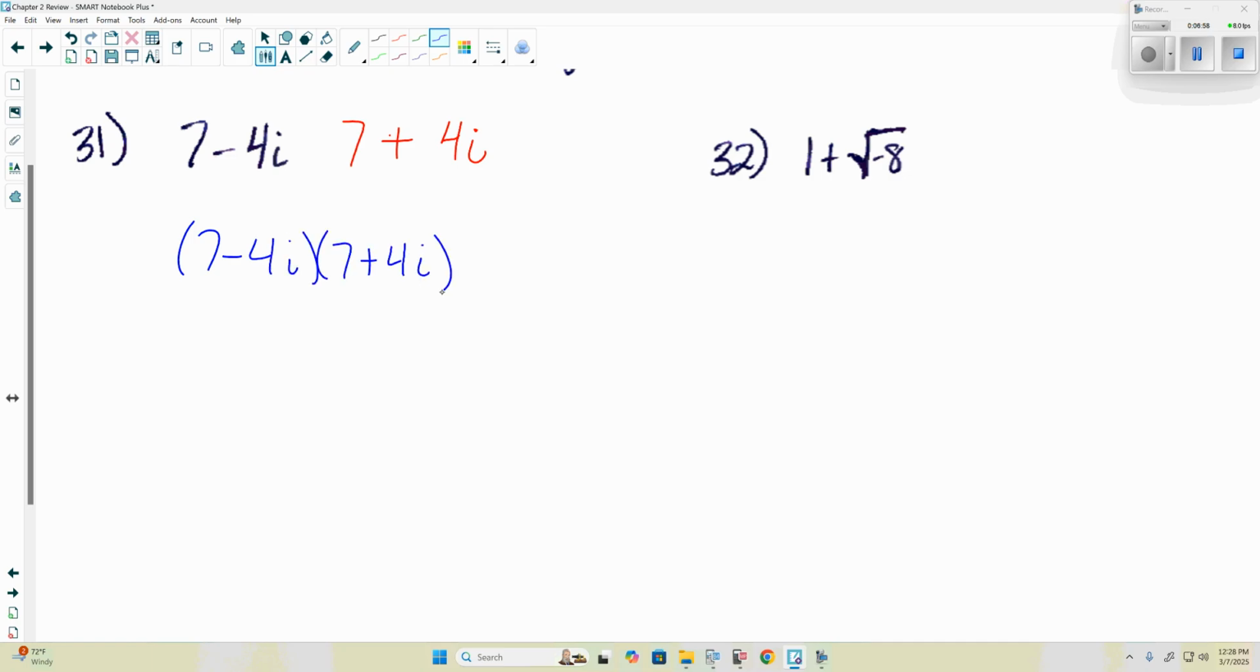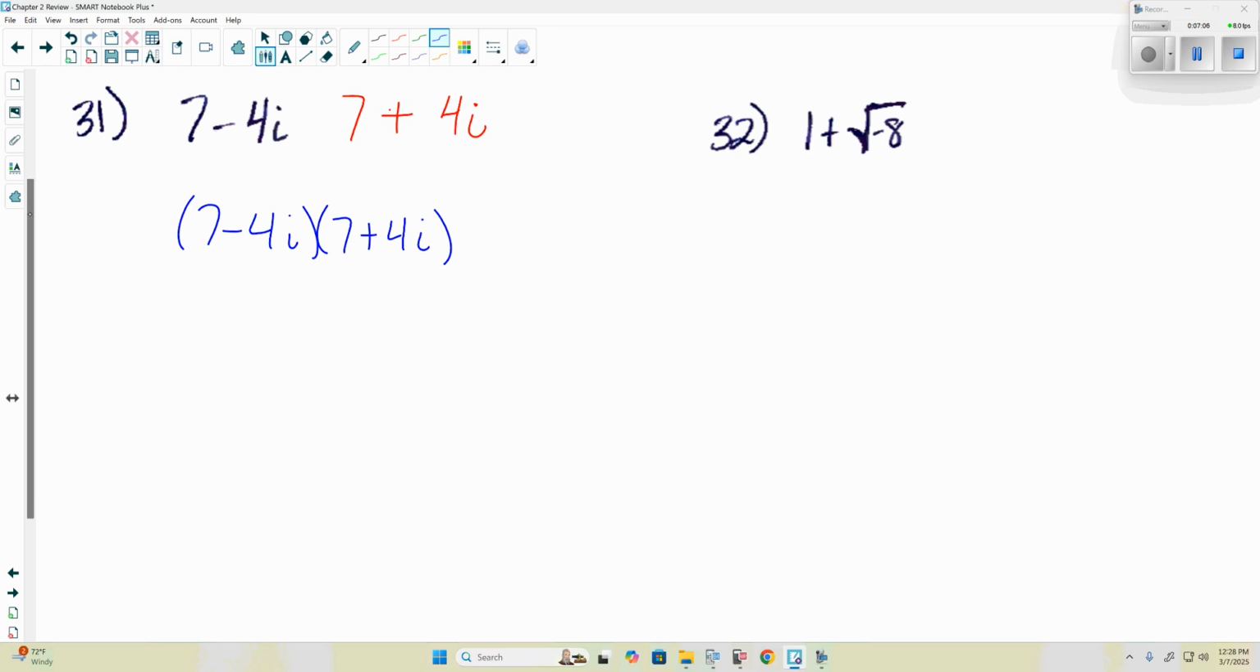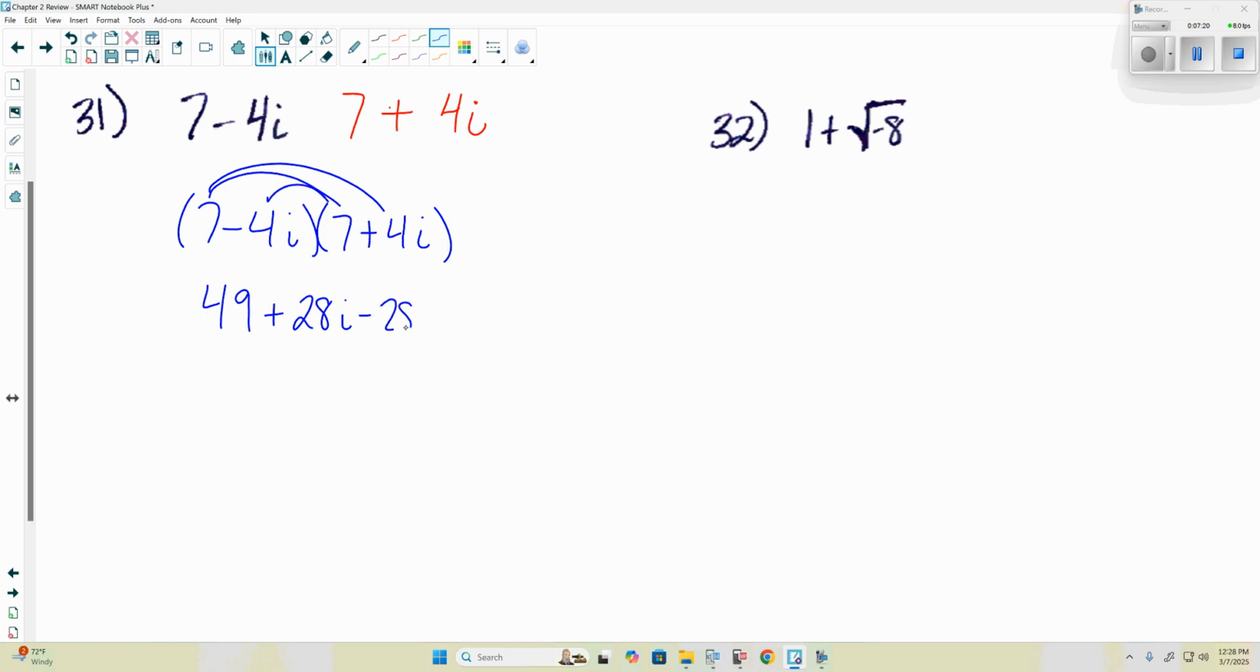So we find the complex conjugate and then multiply them together. Now, one of the things with multiplying complex conjugates together is that we're going to get a single number. I'll do this by hand because you can multiply in the calculator. We've already seen that. 7 times 7 is 49. 7 times 4i is 28i. Negative 4i times 7 is negative 28i. Negative 4i times 4i is going to be negative 16i squared.